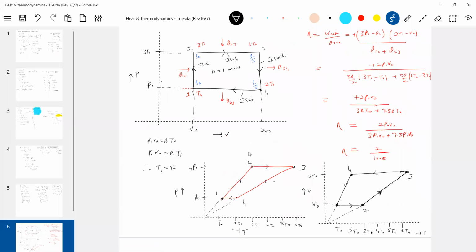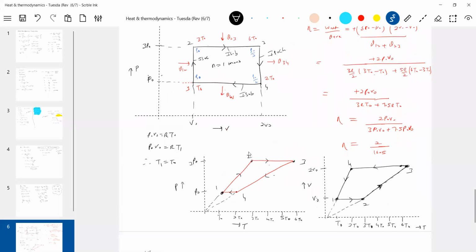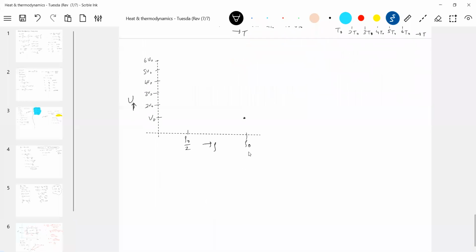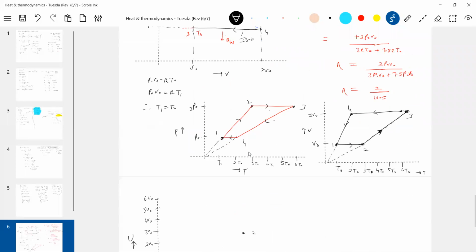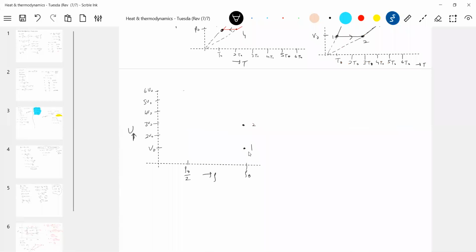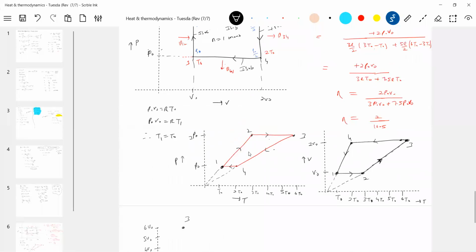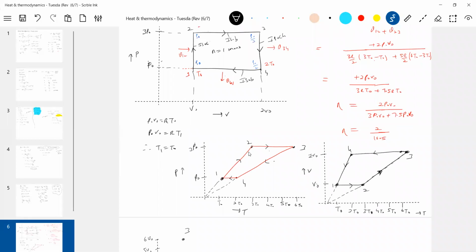What about 2? Point 2 will be 3 U naught and rho naught. Then what about 3? It is 3 U naught, rho naught by 2. The last one, point 4, is U naught, rho naught by 2. Look at point 4 here: 2 U naught, rho naught by 2.